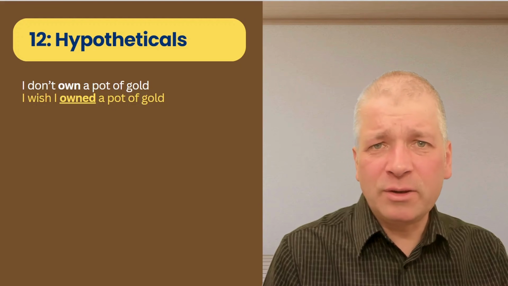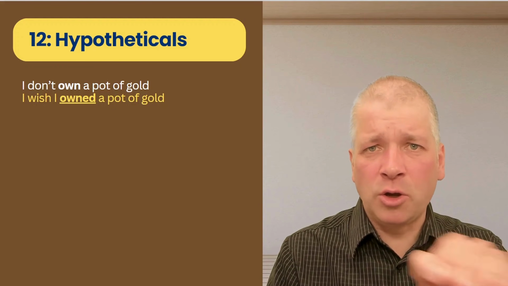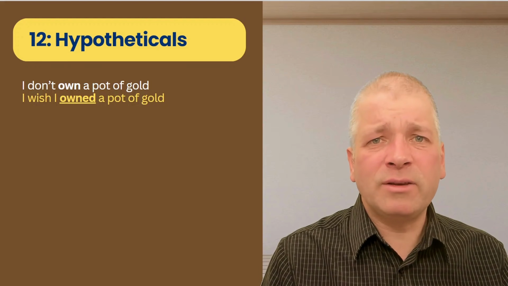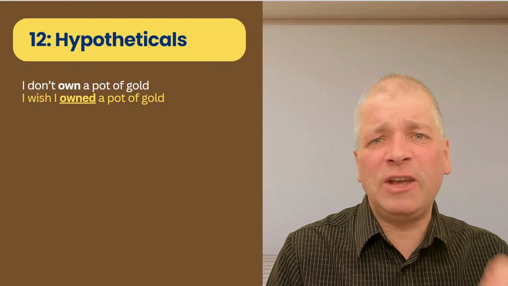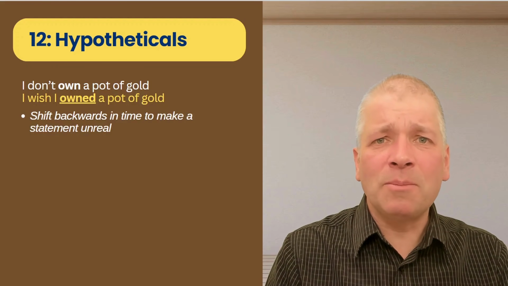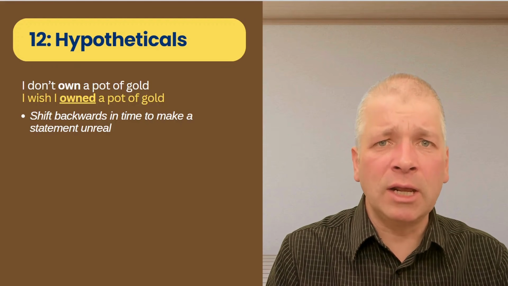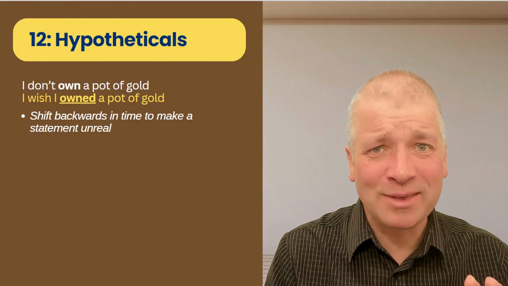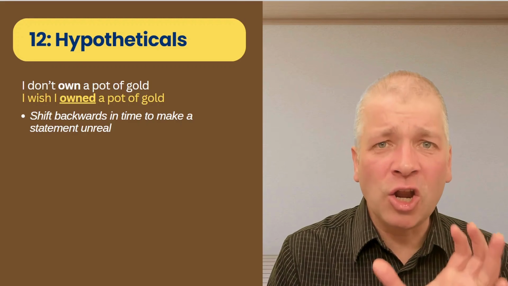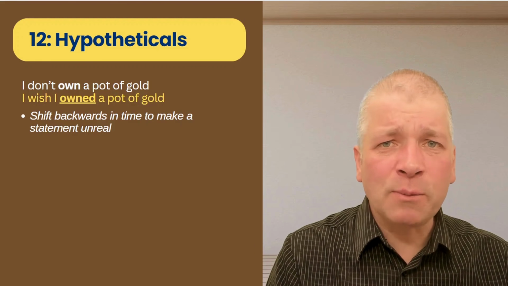The first sentence is the true sentence, I don't own a pot of gold. The second sentence is the hypothetical, the unreal sentence. And here we have a shift backwards in time to make the statement unreal. I wish I owned. So the past simple here shows it's hypothetical, it's unreal. But there are other ways we can do this too.